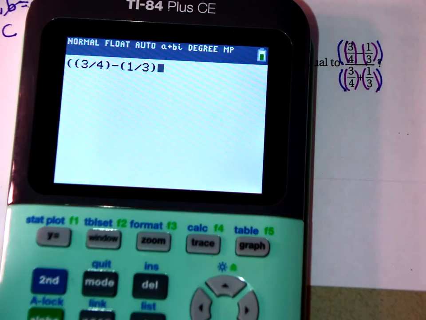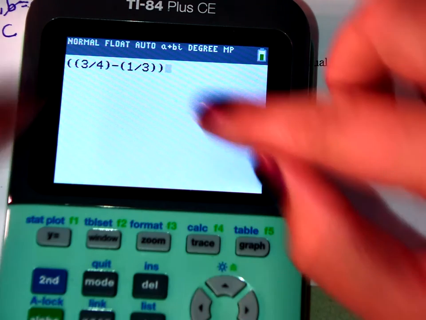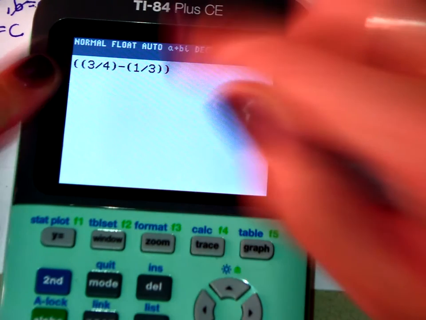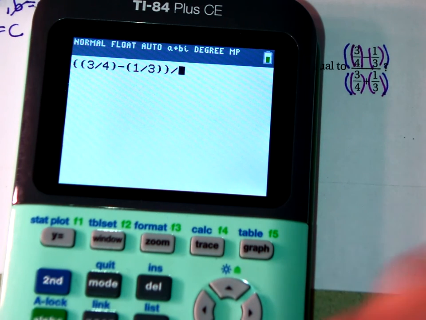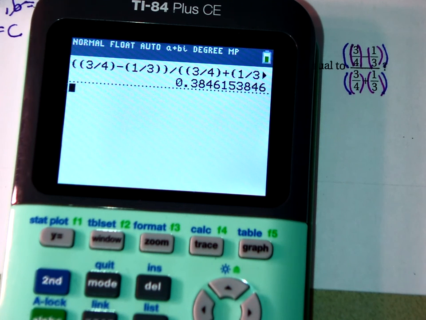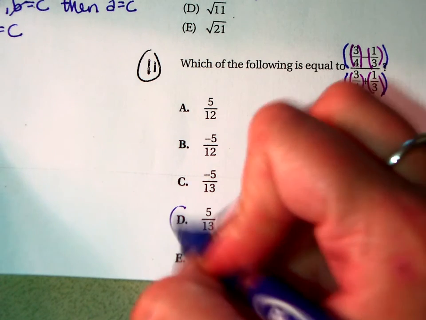Now, I have completed typing in my numerator, so I'm going to close my parentheses. That parentheses tells me all this up here is my numerator, divided by all of the bottom. So my first one is 3/4. Open a new parenthesis, get 3/4, plus, open another set, 1/3. I want to close that parenthesis because my bottom is now done. I get this big decimal, math, enter, enter, 5 over 13, which is answer choice D.